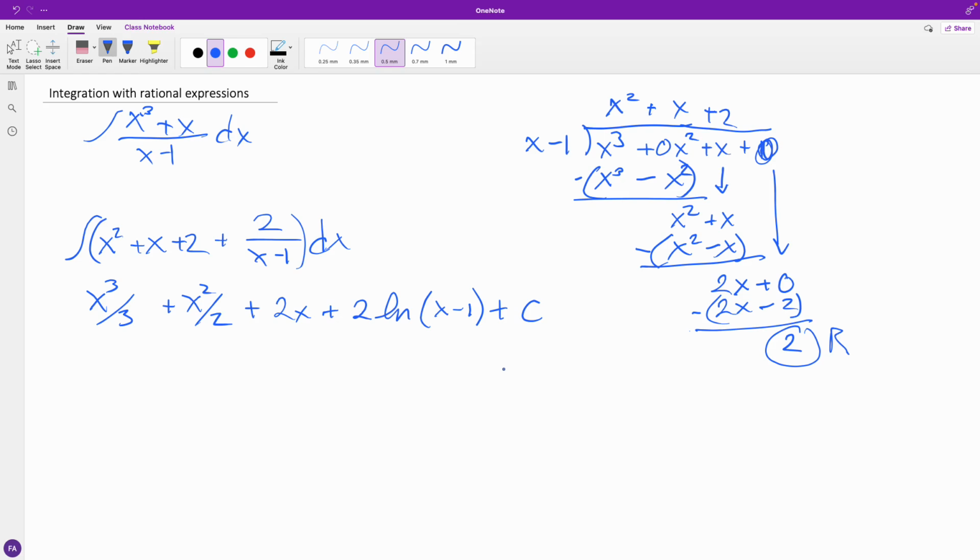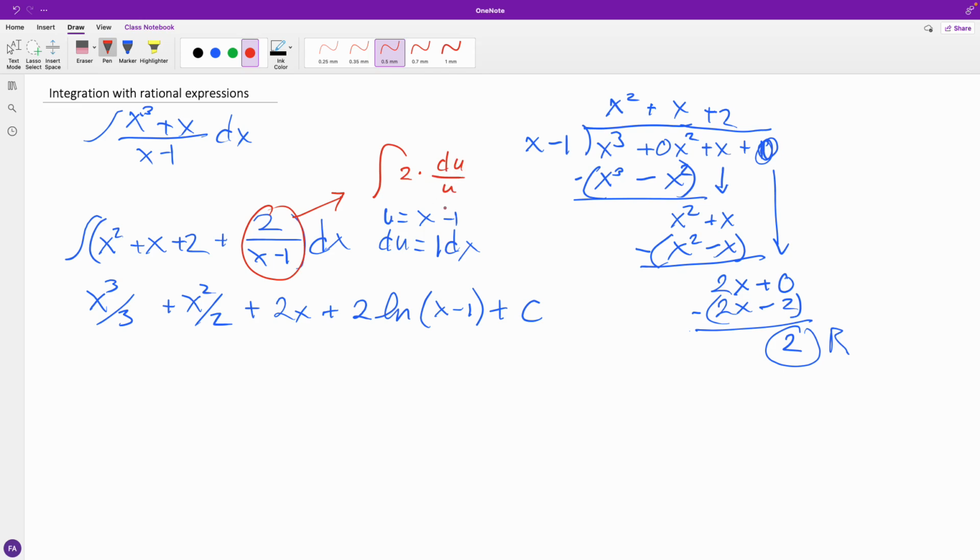Now, if you want a little bit more detail on what's going on with this last part, you let u equal x minus 1. du would be equal to 1 dx. So this piece right here, which I'm pulling out in red, is the integration of 2 times du over u.